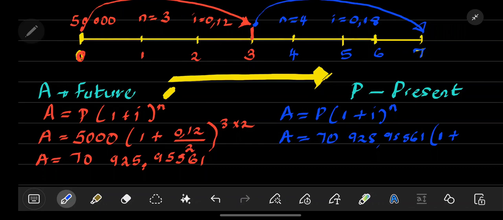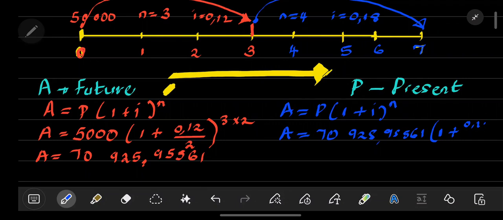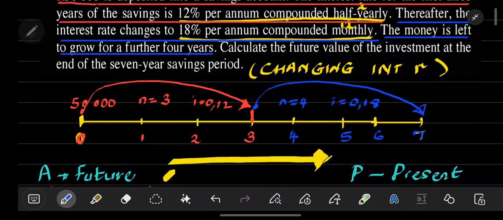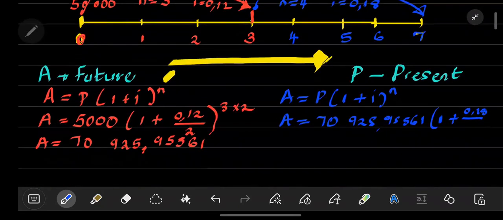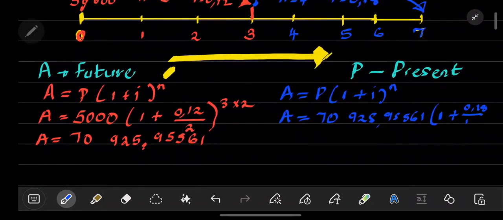Okay, 1 plus our i for the blue part. You see now it has changed. It is 0.18, all divided by what is the compounding period for this one, guys? It was compounded monthly. So since it's compounded monthly, I am going to divide by 12.